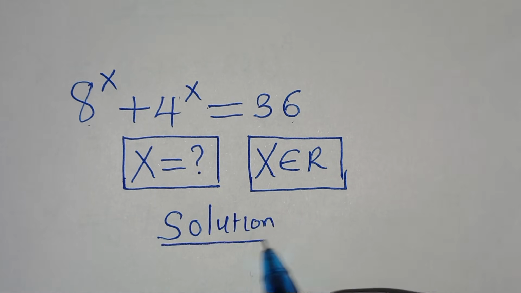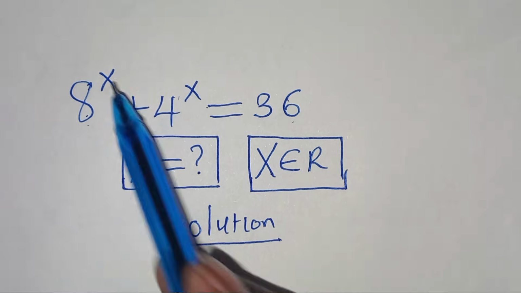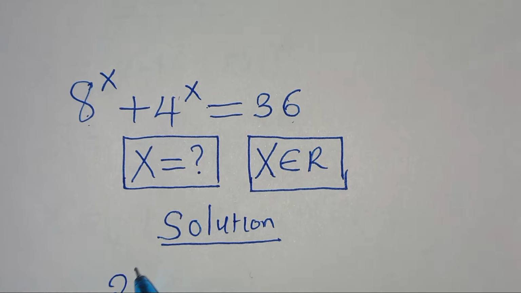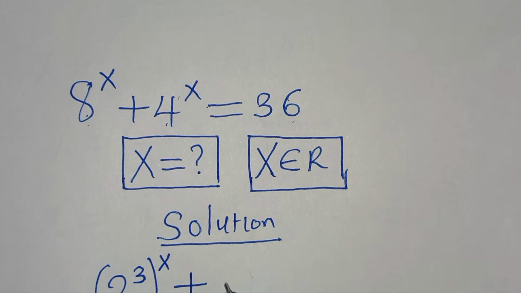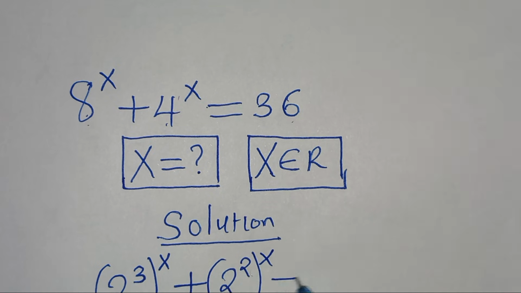The first step to do here, we can express 8 to the power of x as 2 to the power of 3 raised to the power of x, then plus we can express 4 to the power of x as 2 to the power of 2, then raised to the power of x. This is equal to 36.